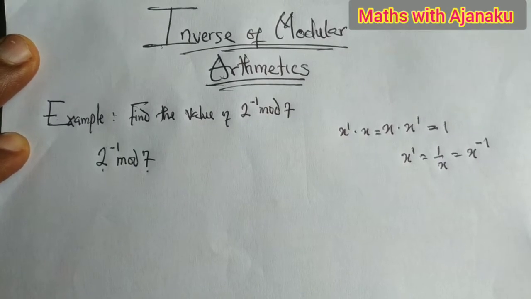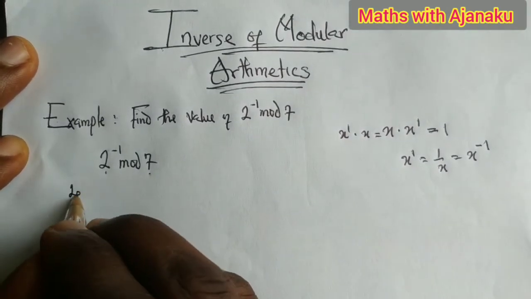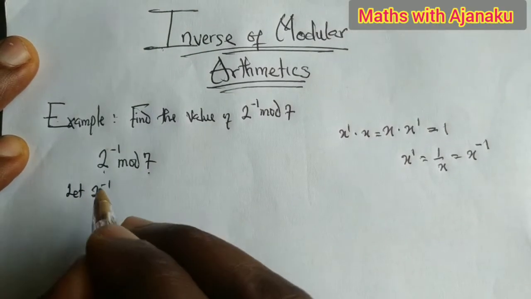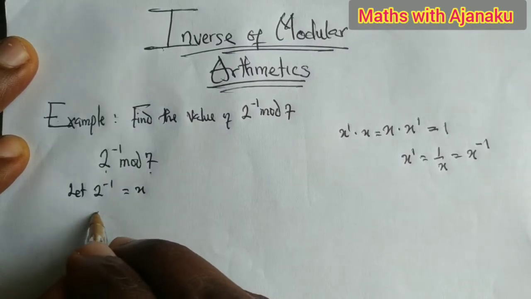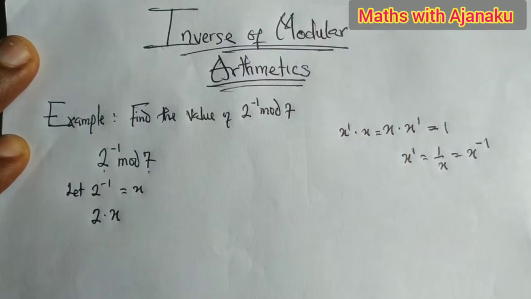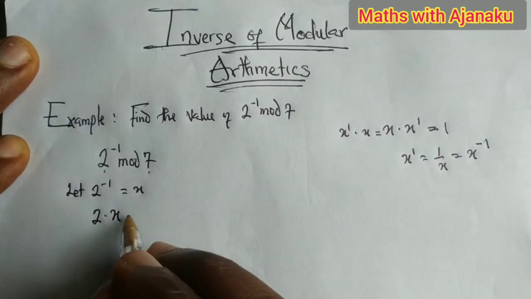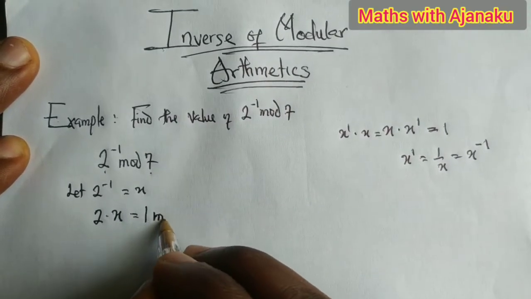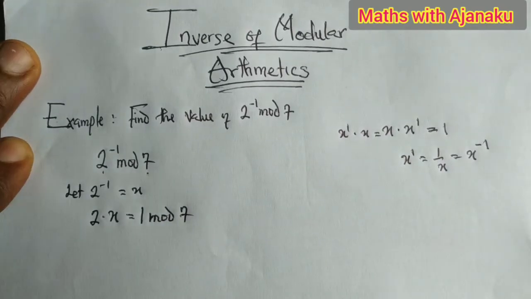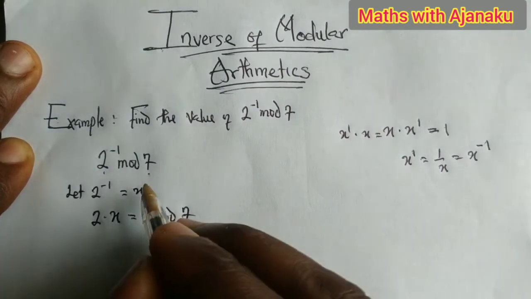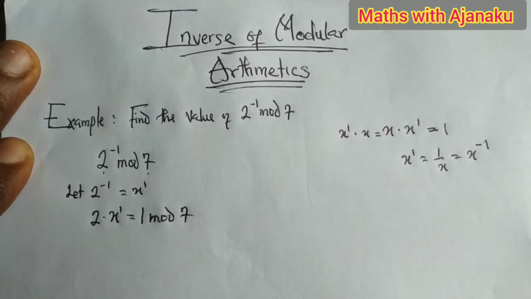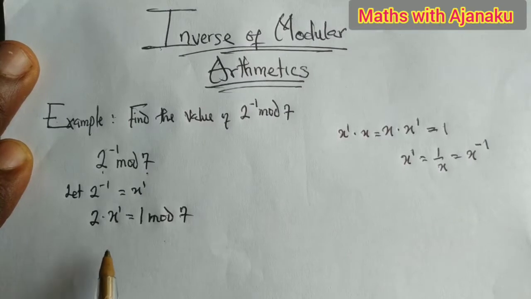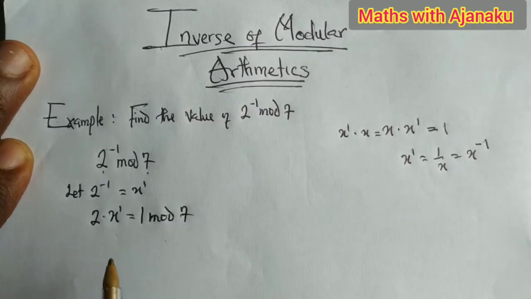With the definition we've just gotten, if I let this inverse of 2 be equal to x, it means we are looking for a number x that we multiply by 2 to give me 1 modulo 7. I hope that is clear. Let's denote it with x prime for better understanding. Now to solve this, our intention is to make x prime the subject of the formula, not having a fraction at this other side too.